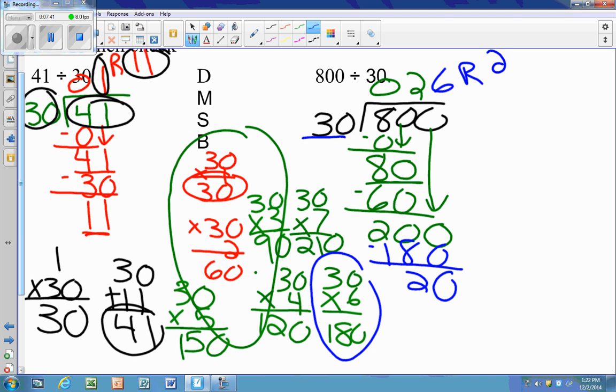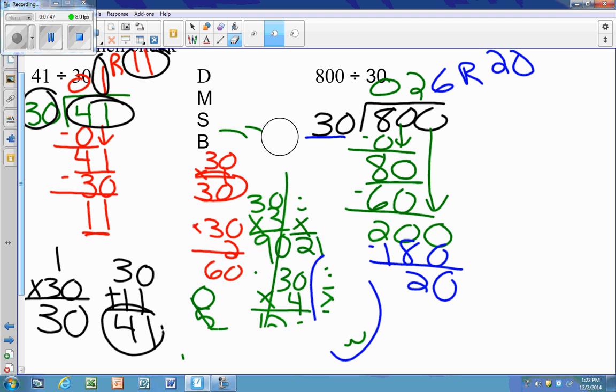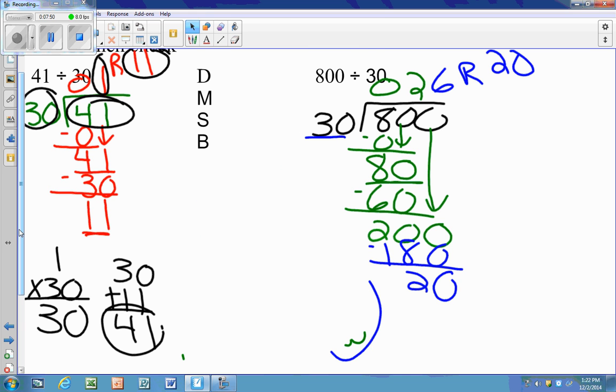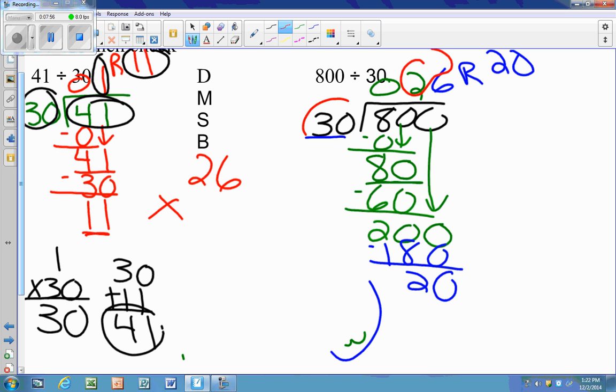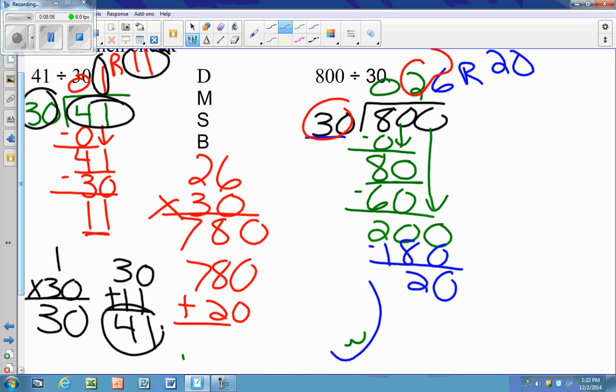And now I have to check my work. And in order to check, just because there's so much work on here, I'm going to erase that just to do some work. I'm going to take my quotient, which is 26. I'm going to multiply it times 30. My zero rule tells me I can put the 0 down. And I have 780. And then I'm going to take 780 and add it to 20. And I get 800. And that matches what's underneath. And that is how you divide.